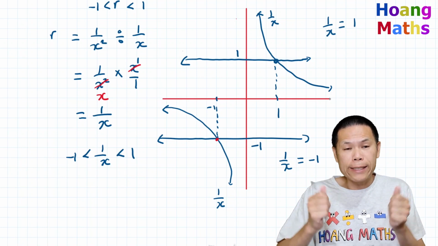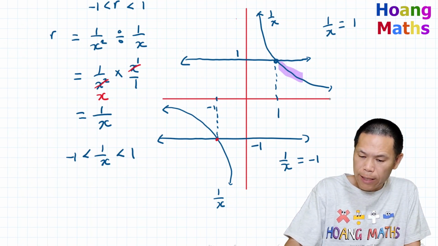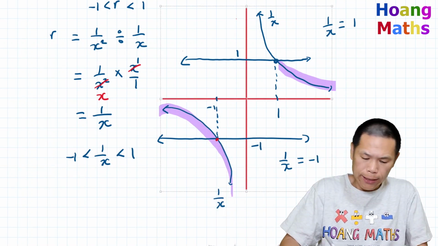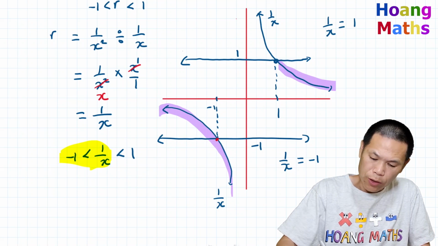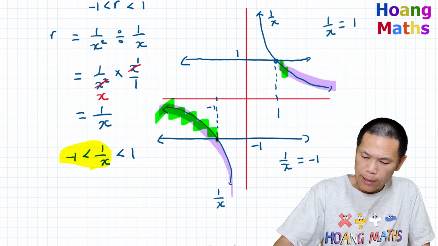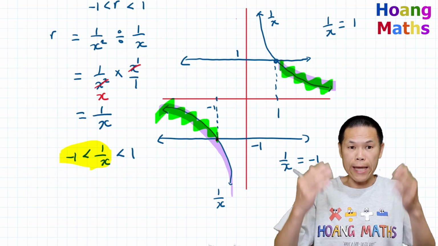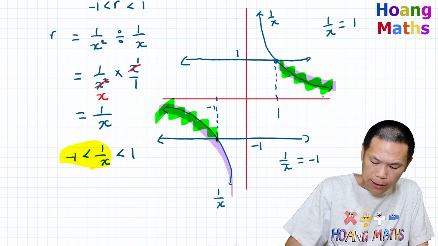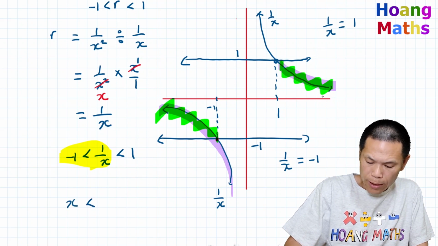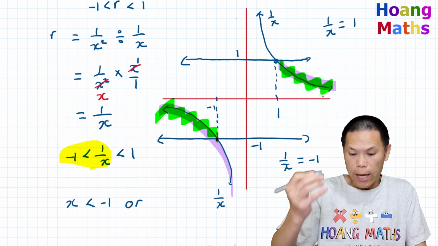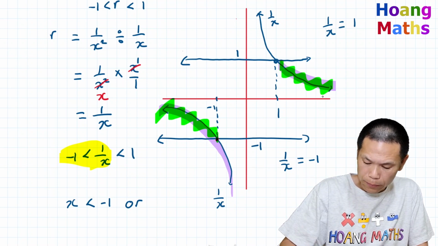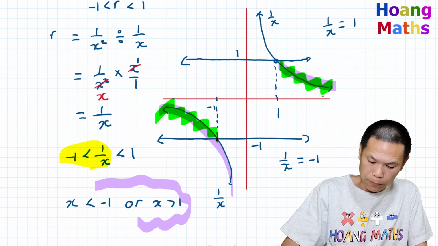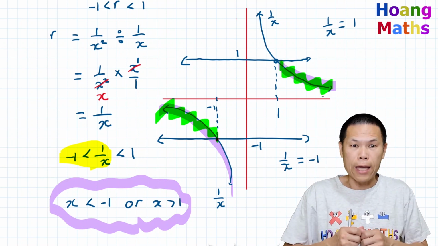Now for 1 over x is less than 1. So we have this part here, less than 1, and this graph less than 1. And for 1 over x greater than -1, so we have this part here. So greater than -1. So there you go. That is the answer. So therefore, we know that the final answer is x is less than -1 or x is greater than 1. So there you go. So that is the answer.